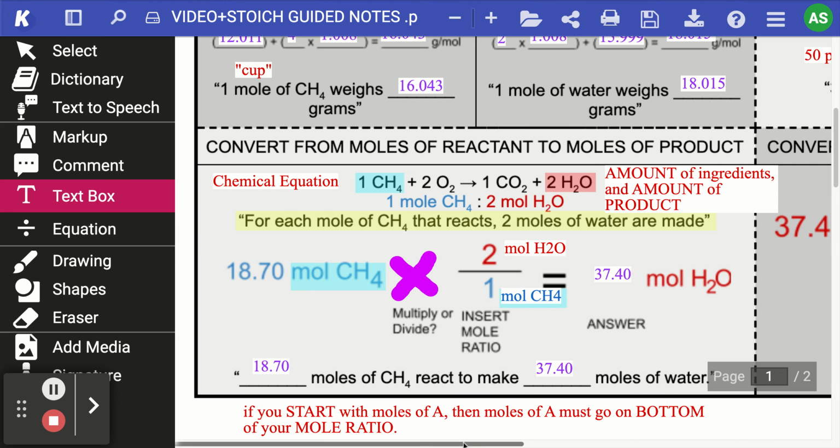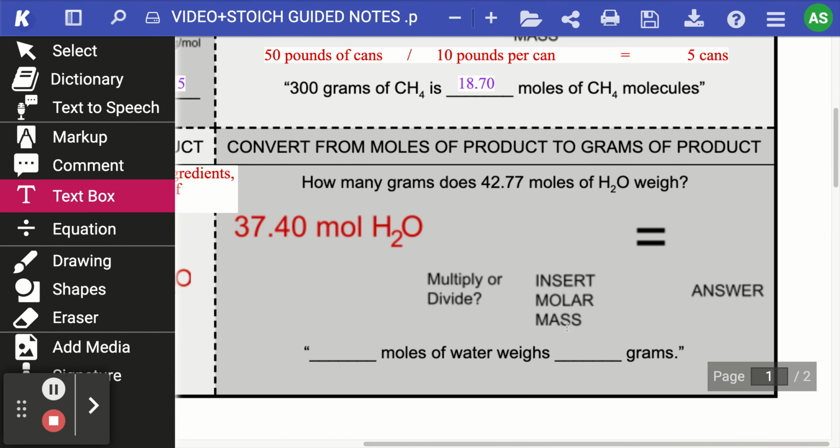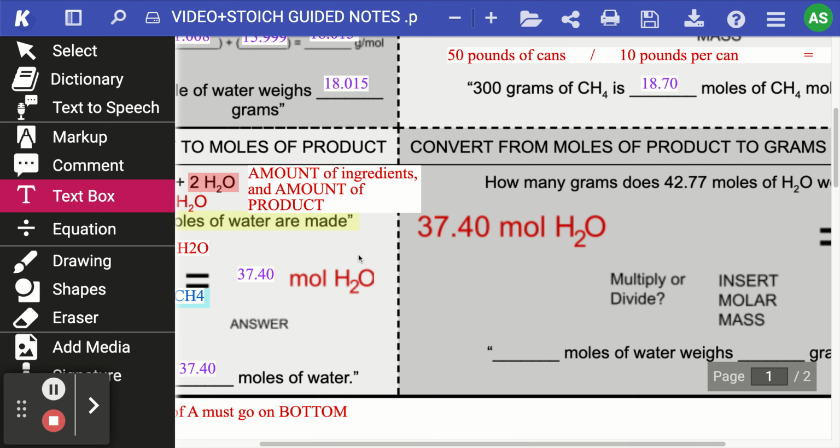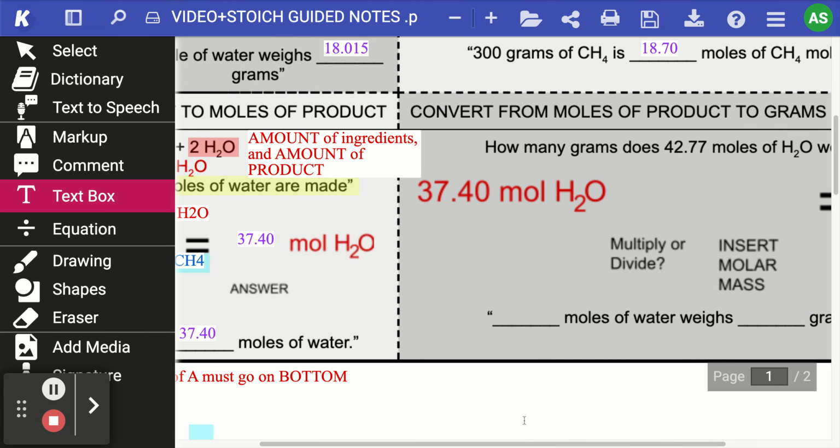All right, moving right along. Our last step. We now know that we have 37.40 moles of water. I want to know how many grams of water this is. Okay, well, first up, I need to find my molar mass. I did it up here. It's 18.015.